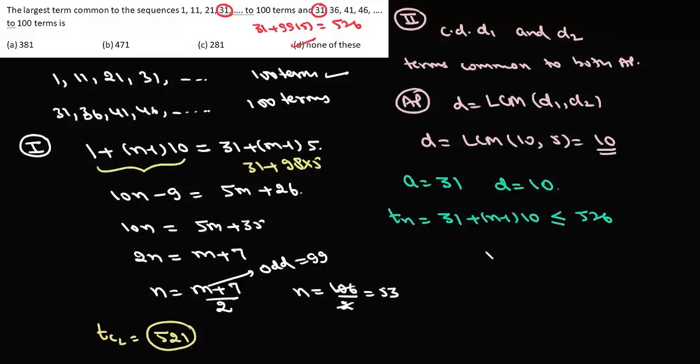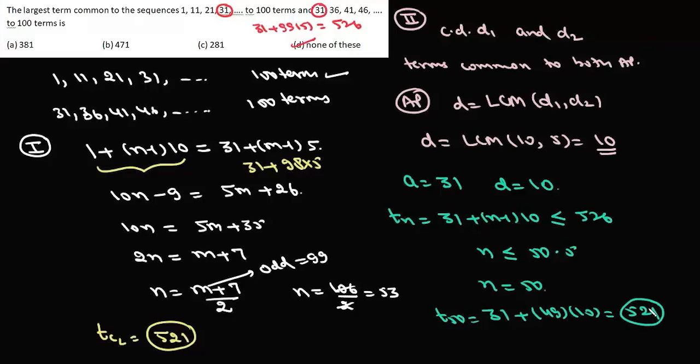Now if we simplify this, we can write n is less than or equal to (526 minus 31) divided by 10, plus 1. So n should be less than or equal to 50.5. That means the highest value of n will be 50. And if we put n as 50, we'll get this term as 31 plus 49 into 10, 490 plus 31, and that will be 521. So this is the second method of solving the same question.